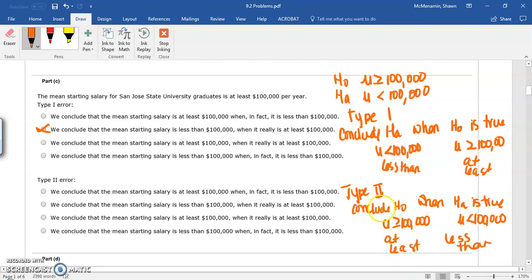So you want something that says you're concluding that the mean is at least 100,000 when in reality it's less than. So you want at least first and then less than. So it's probably this one. We conclude that the mean is at least 100 when in fact it's less than 100.